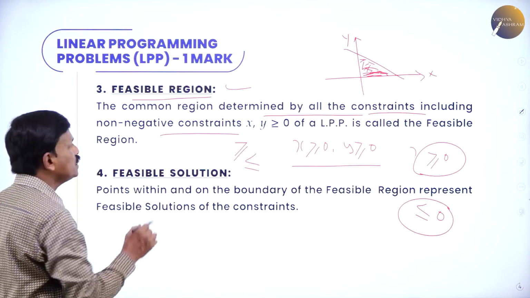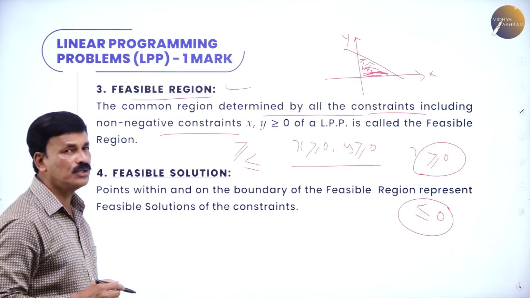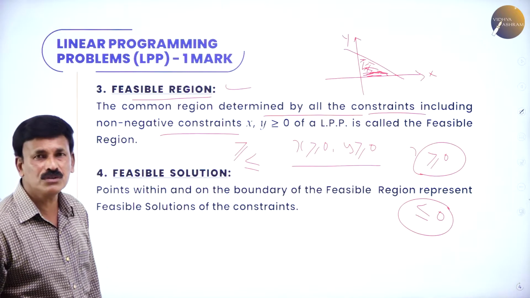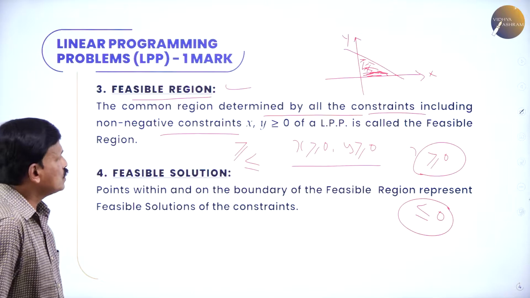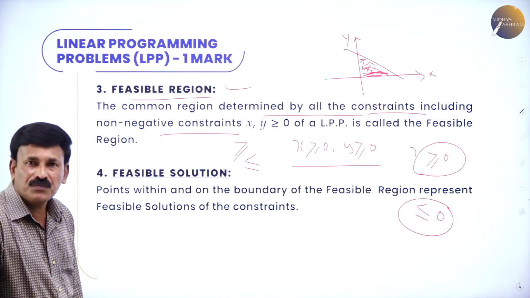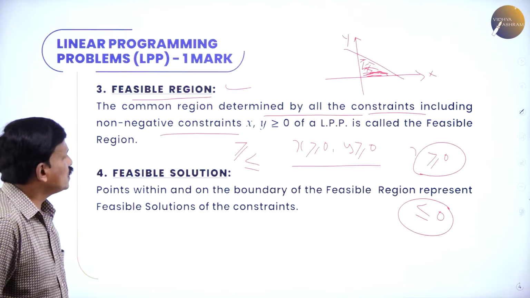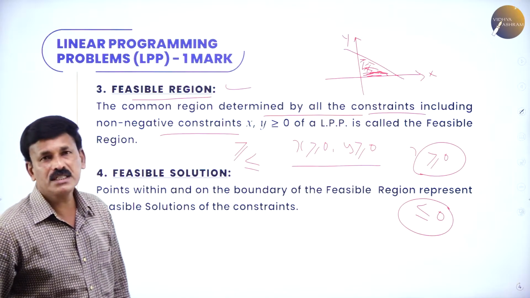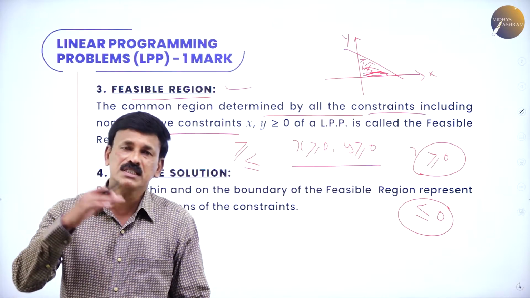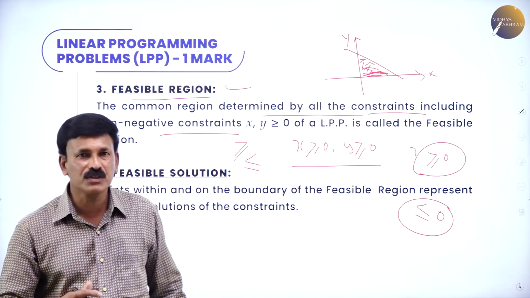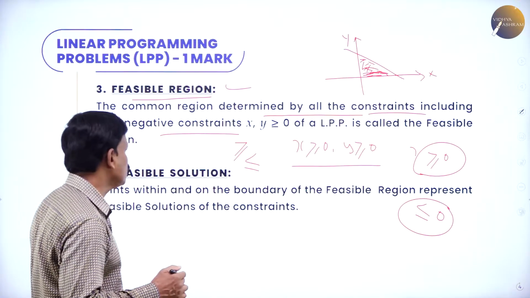So a common region determined by all the constraints, including the non-negative constraints x greater than or equal to 0 and y greater than or equal to 0, is called the feasible region. If in a given equation the inequality is greater than or equal to 0, the feasible region is away from the origin. Less than or equal to 0, then it is towards the origin. That is a very important point.